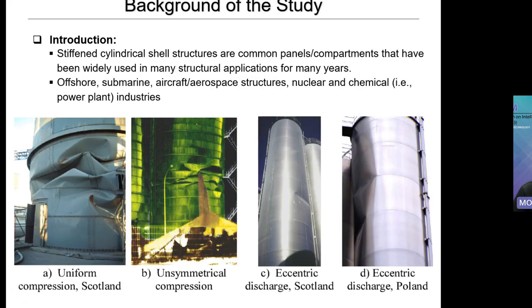Here is the background of the study. Basically, stiffened cylindrical shell structures are common panel components that have been widely used in many applications for many years. This kind of application mostly can be found in offshore or submarine, aircraft or aerospace structures, and nuclear and chemical power plant industries. The photo shown in my slide currently depicts a failed structure that can be found in many places in this world.